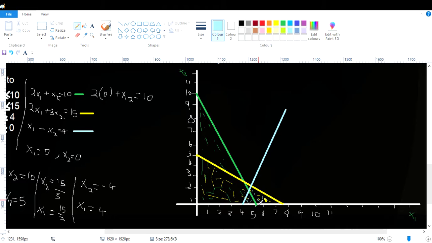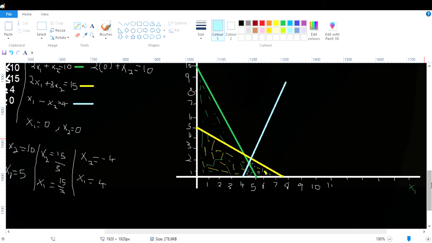Okay, so now let's find the feasible region. Feasible region is the area that has all these three colors: green, yellow, and blue. Let's check. This area, is it a feasible region? This one is not, because here we have only green. Then here we have green and yellow, we don't have blue. Then here we have yellow and blue, we don't have green. So feasible region is this area.